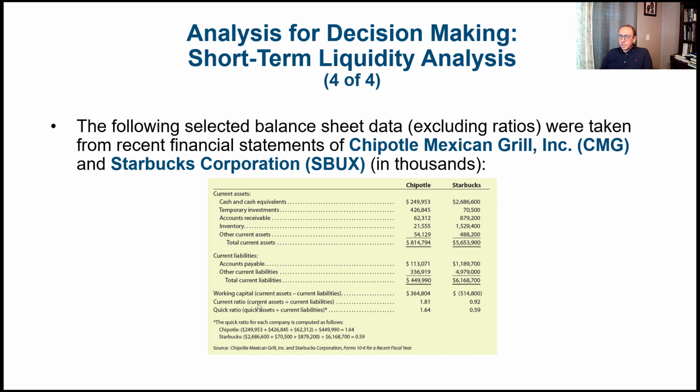For the quick ratio, we include the quick assets, which are the cash equivalents, temporary investments, and accounts receivable. We ignore the other current assets. And here you can see that the quick ratio is a little bit tighter compared to the current ratio. It's 1.64, and for Starbucks, it's also tighter, which is 0.59. So by just looking at these numbers, you can tell that Chipotle is in a better position compared to Starbucks.